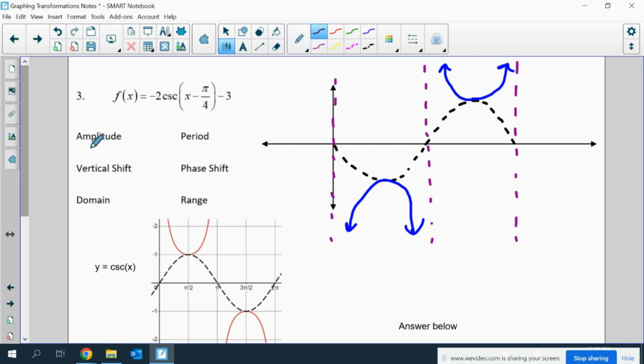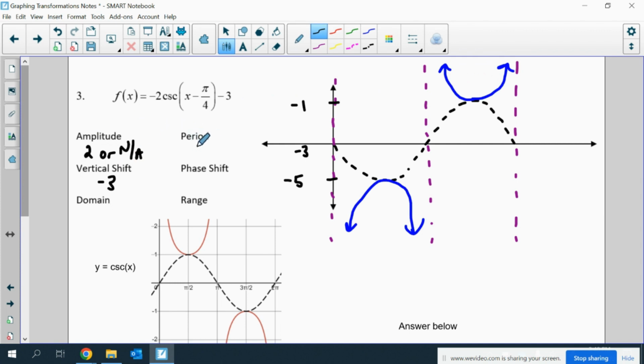So the amplitude, you can either write 2 or you can write not applicable. The reason why we would say 2 is because the distance from the midline to the top would be a distance of 2. So if I look at the vertical shift down 3, this would be at -1 and this would be at -5. But more technically, the amplitude is not applicable in anything other than a sine or a cosine problem, because notice that the graph actually goes all the way down to negative infinity and up to positive infinity. So I'd accept either one.